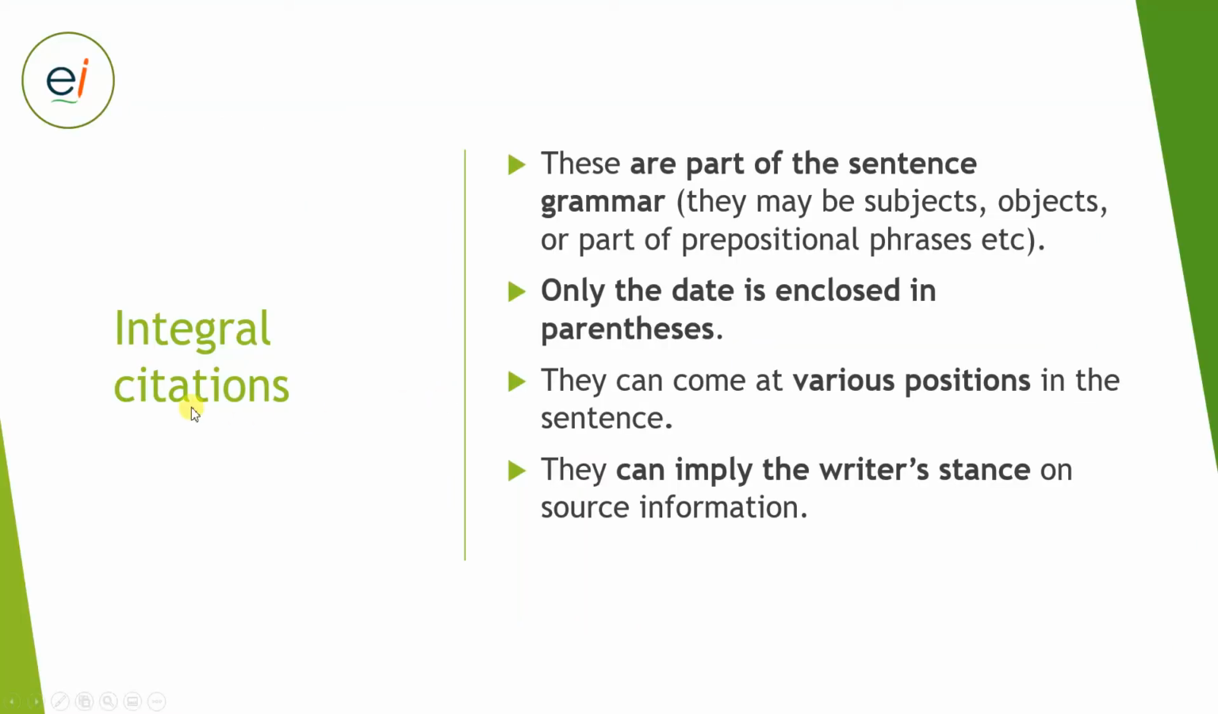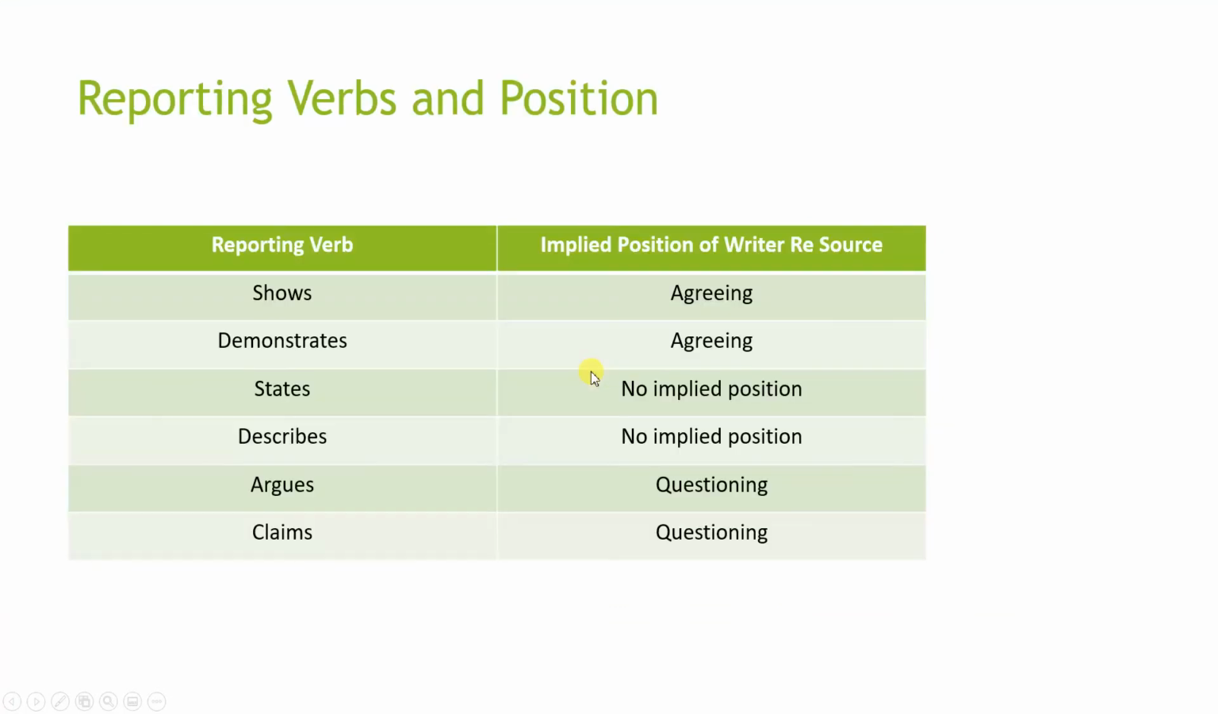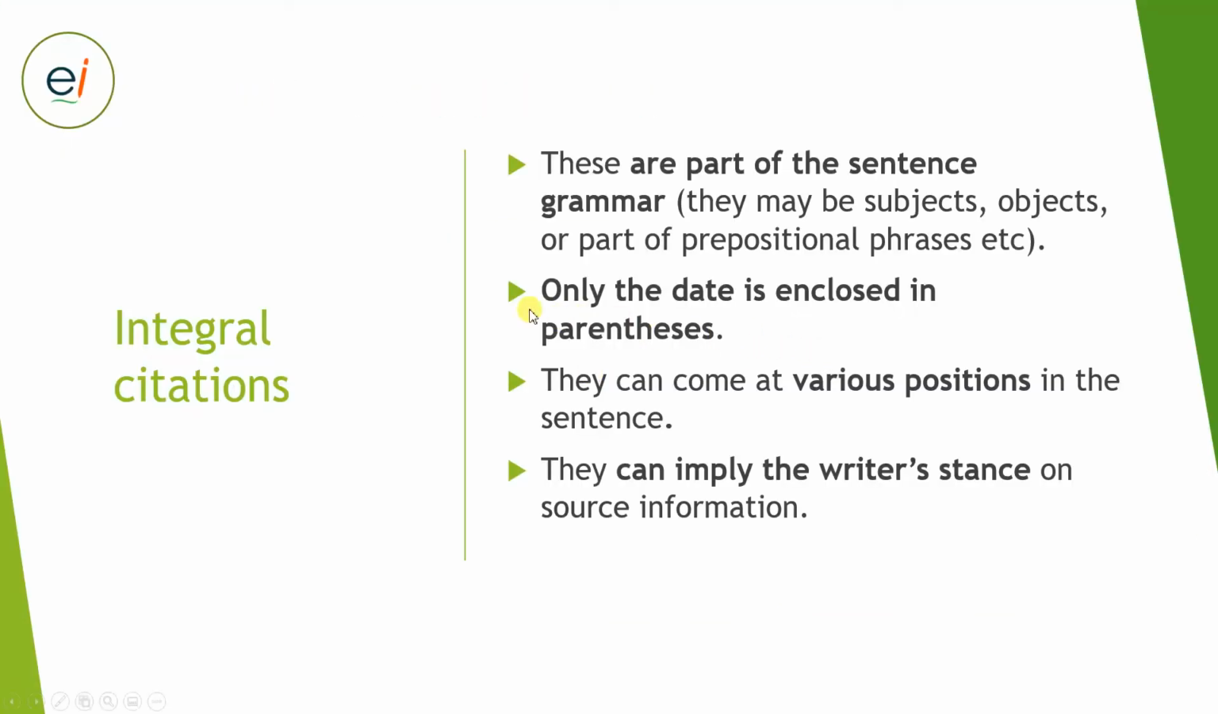Moving on to integral citations. So they are part of the sentence grammar. They may be subjects, objects, or part of prepositional phrases. And I'll show you a few examples in a moment. Only the date is enclosed in parentheses, not the name of the author or the organization from where the source came. They can come at various positions in the sentence, right? They can be at the beginning, at the end, around the middle. They can imply the writer's stance on source information. So this is an important one. We'll go into more detail on that in a moment.